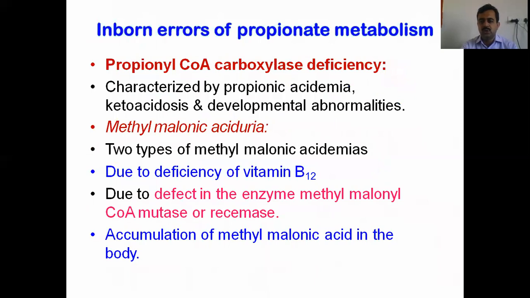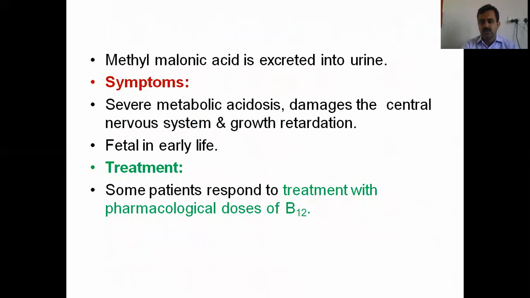So, important errors: propionyl coenzyme A carboxylase deficiency is characterized by propionic acidemia, ketoacidosis and developmental abnormalities. Methylmalonic aciduria has two types of methylmalonic acidemias: deficiency of vitamin B12, and a defect due to the mutase or racemase enzyme. There is accumulation of methylmalonic acid in the body tissues, and it is excreted in the urine. Symptoms: severe metabolic acidosis, damage to the central nervous system and growth retardation, fatal in early life. Some patients respond to treatment with pharmacological doses of B12. So if B12 is taken, this disease can be recovered.